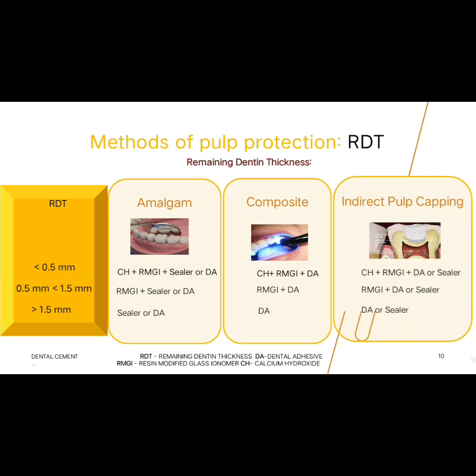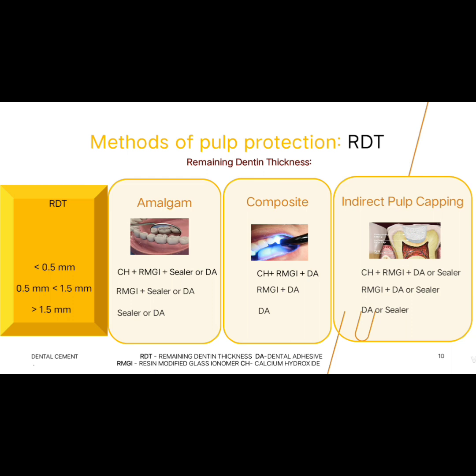followed by the amalgam restoration. In case of composite restoration, you need to give calcium hydroxide, resin modified glass ionomer, and dental adhesive. When you're doing indirect pulp capping, similarly you have to give calcium hydroxide, RMGIC, dental adhesive, or a sealer. Okay, this is in case of very deep preparation where RDT is less than 0.5 mm.